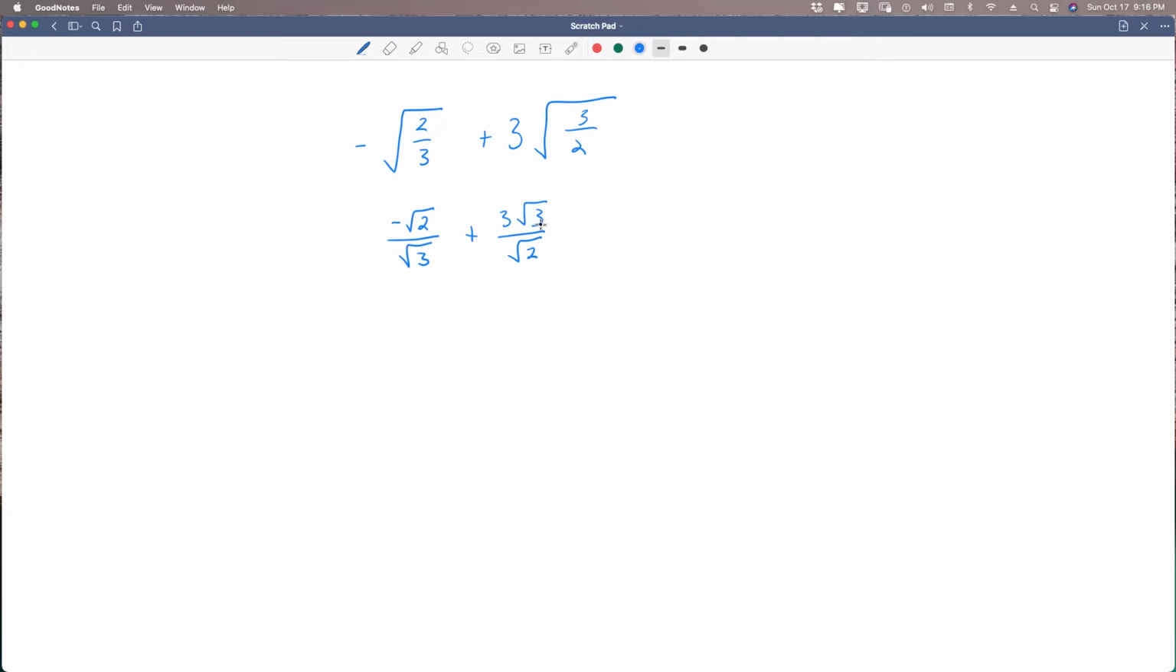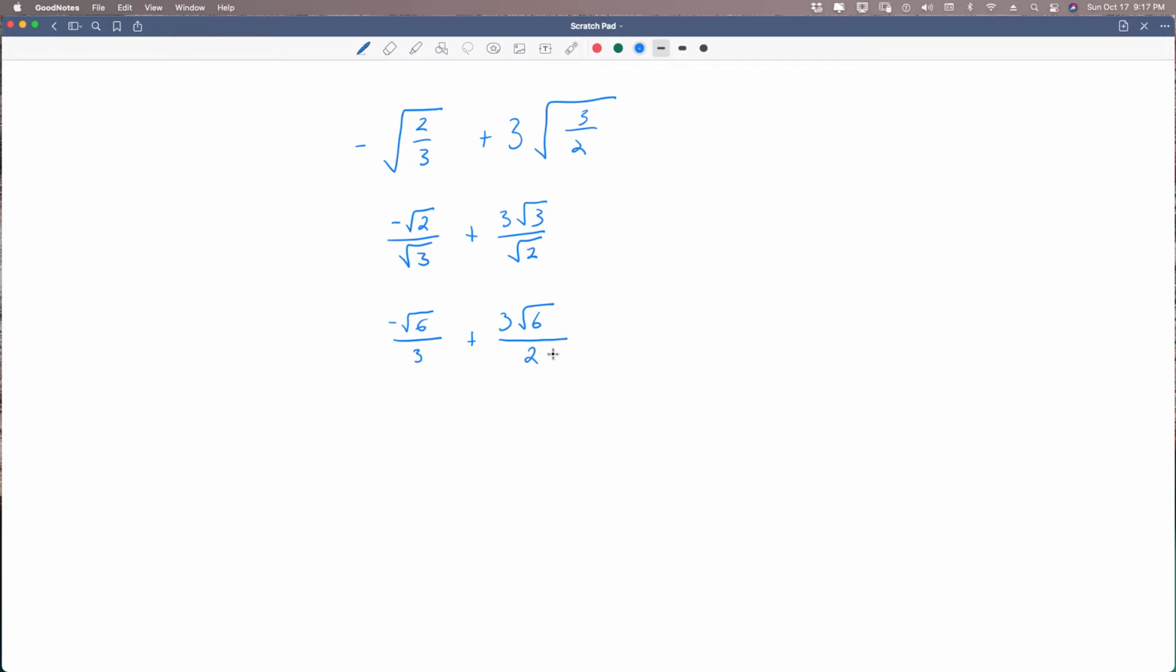So now what we would be able to do is multiply both fractions by their square root denominator to eliminate the square root so that we could find something common between the two. So that would be quite simply negative square root of 2 times the square root of 3, which would be the negative square root of 6. And then the square root of 3 times the square root of 3 just leaves you with 3. Plus 3 times the square root of 3 times the square root of 2, which is the square root of 6. Square root of 2 times square root of 2 would just be 2.